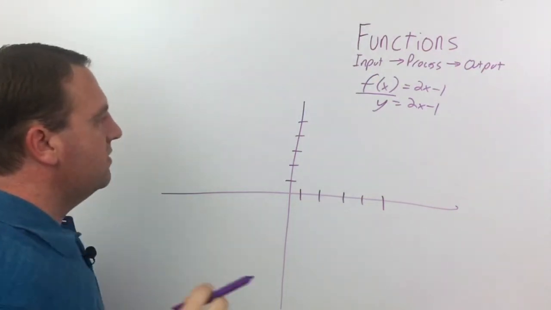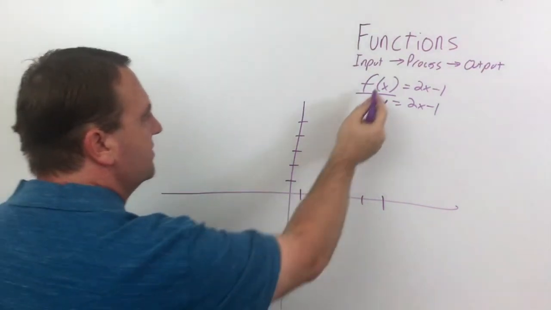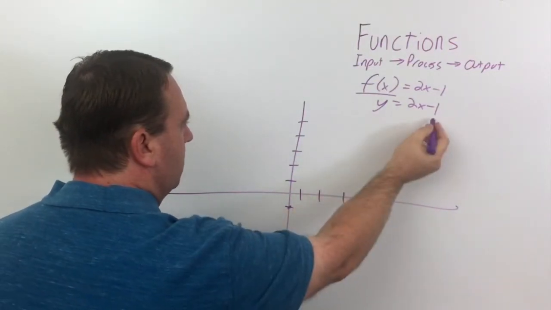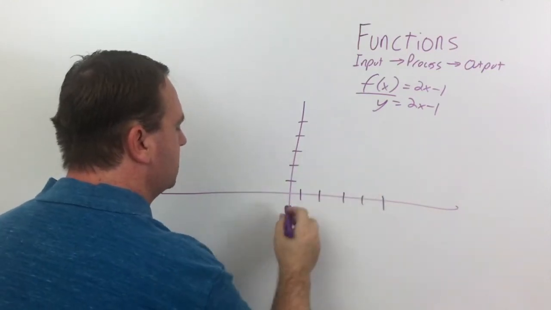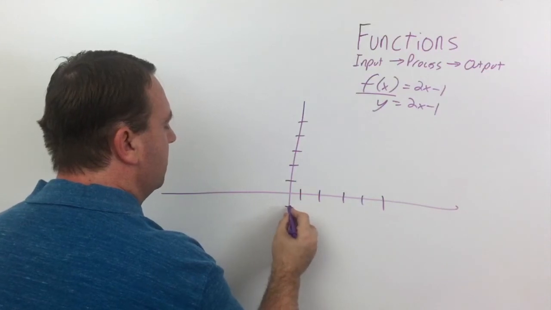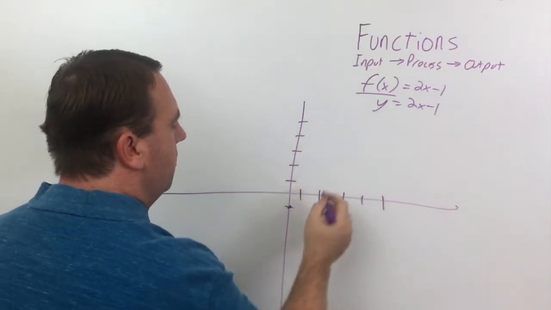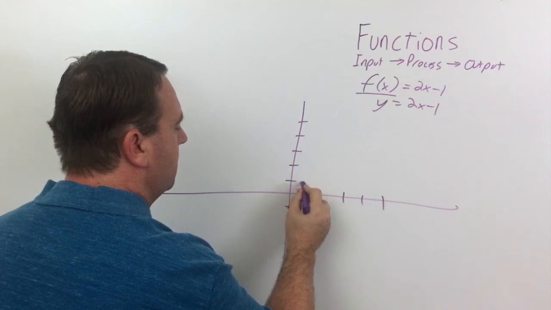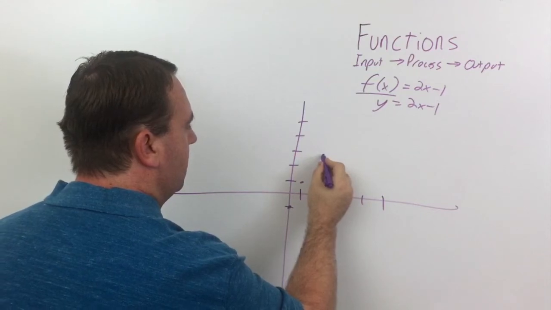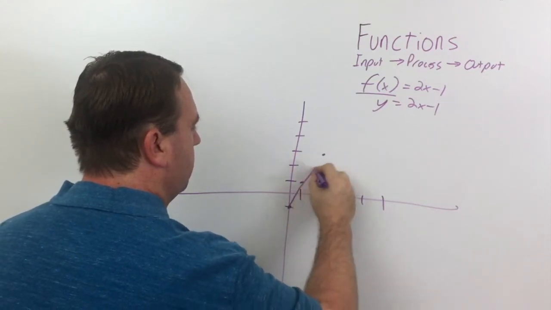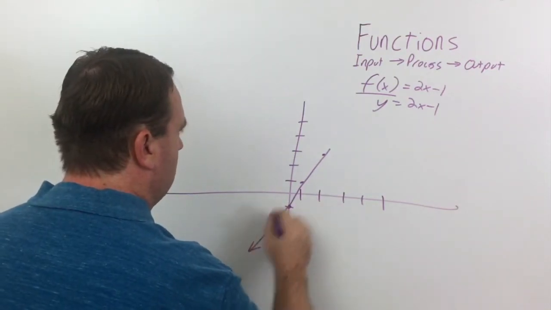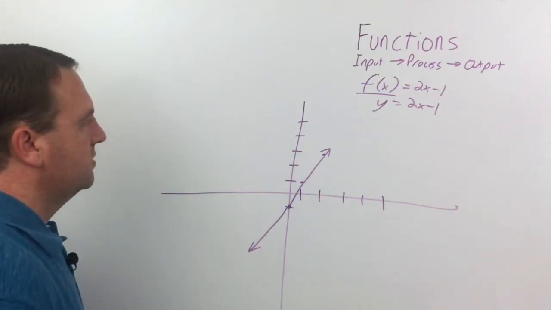Okay, so given the input of 0, the output will be negative 1. So 2 times 0 is 0, minus 1 is negative 1. So for an input of 0, we get an output of negative 1. For an input of 1, we get an output of 1. For an input of 2, we get an output of 3. And this will form a nice straight line like this. And it will go on forever in both directions.